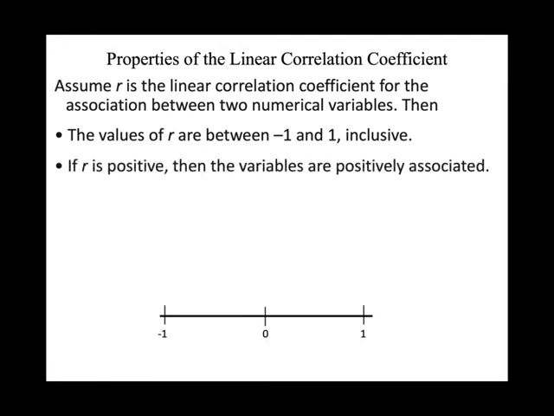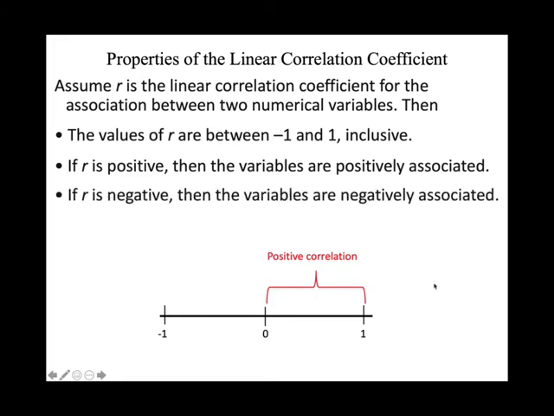If R is positive, then the variables are positively associated. So if you find that R is greater than 0, a positive number, then we know this is a positive correlation, meaning the picture goes increasing, like this way. If you find your R is negative, then the variables are negatively associated. So if R is a negative number, less than 0, that means the slope is decreasing.